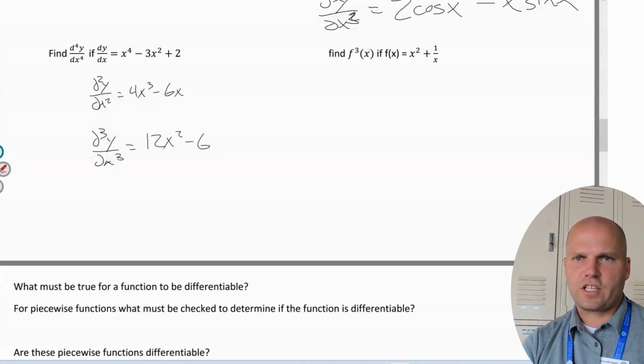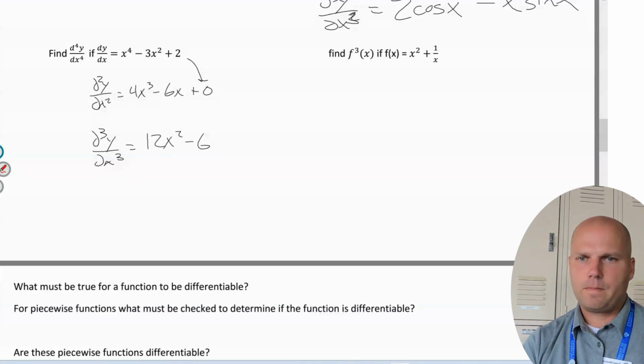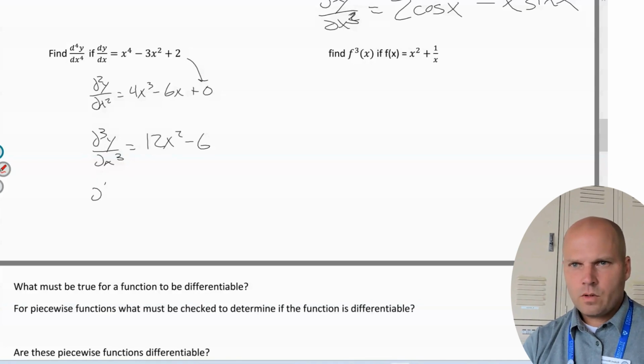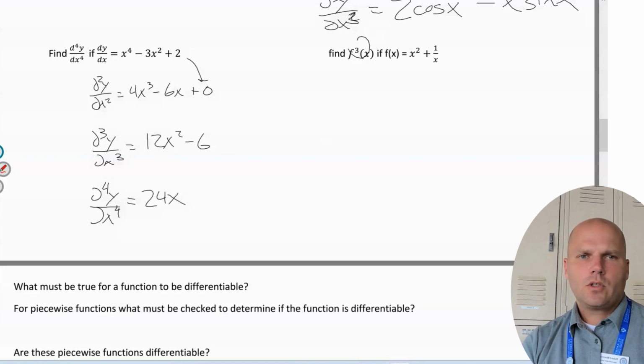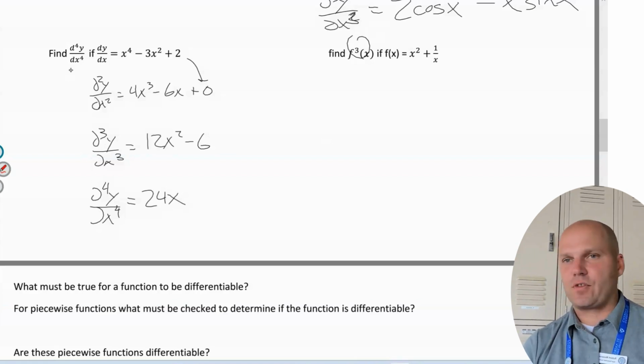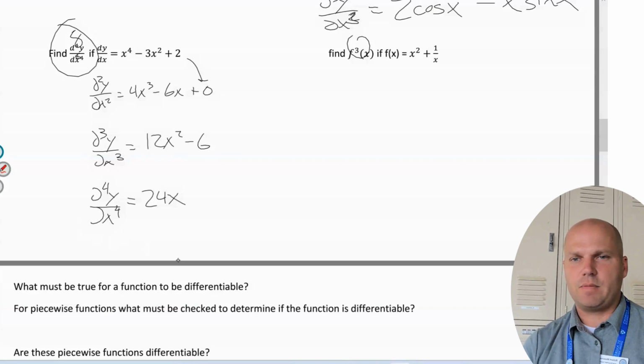Of x squared minus 6. What happened to the 2? The 2 went away. 24x. It's just notation for the third derivative. And then, like, if I asked you for the 8th derivative, we should know that, like, it's going to be 0.